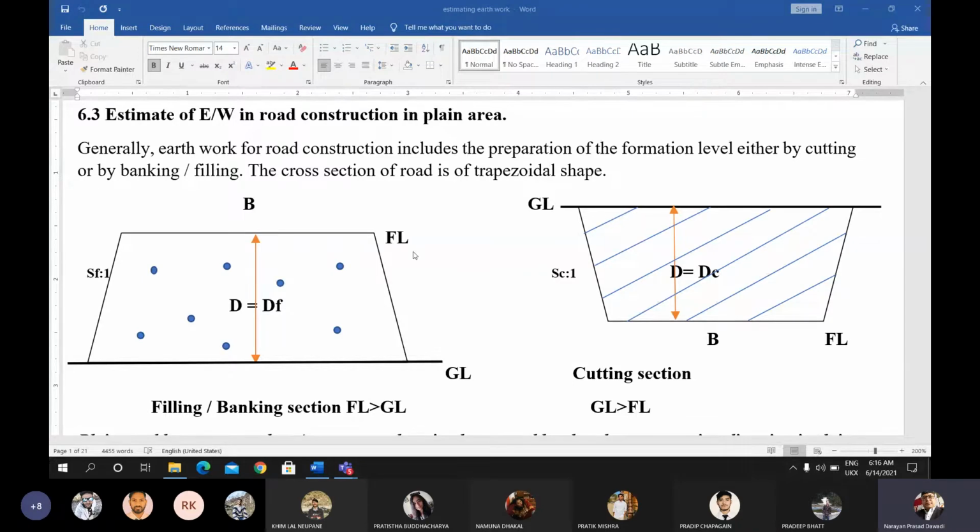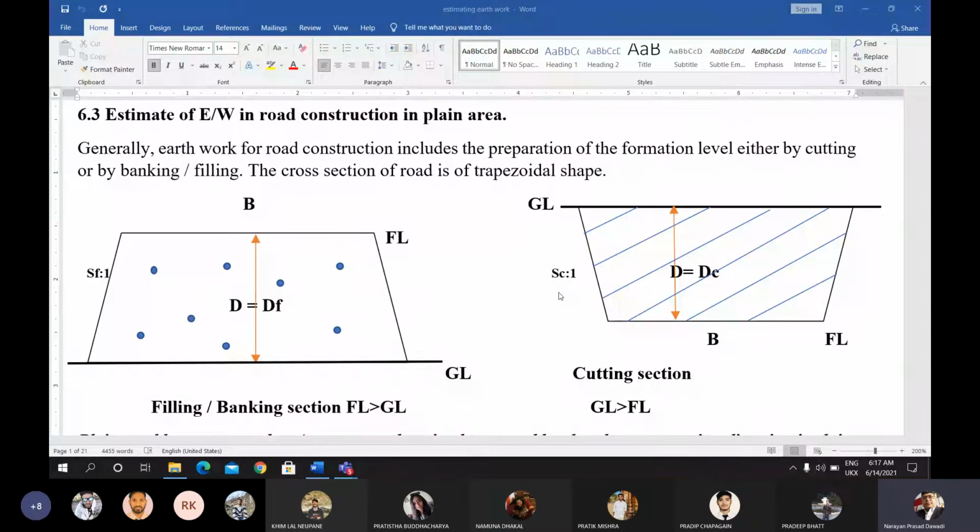Now, generally, earthwork for road construction includes the preparation of the formation level, either by cutting or by banking or filling. Filling is also called banking. Okay, the cross section of road is of trapezoidal shape. This is the shape of the road generally, that may be in cutting or in filling. Okay, this is the case of the plain area.